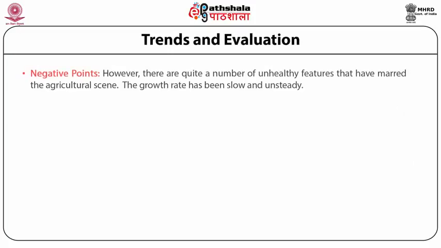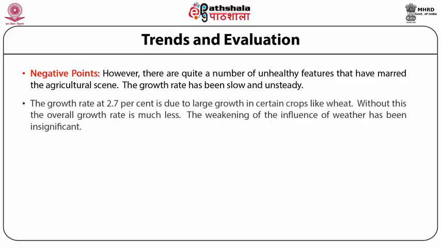Now coming to the negative points. There are quite a number of unhealthy features that have marred the agriculture scene. The growth rate has been slow and unsteady. The growth rate of 2.7% is primarily due to certain crops like wheat and paddy. Without these, the overall growth rate is much lesser.